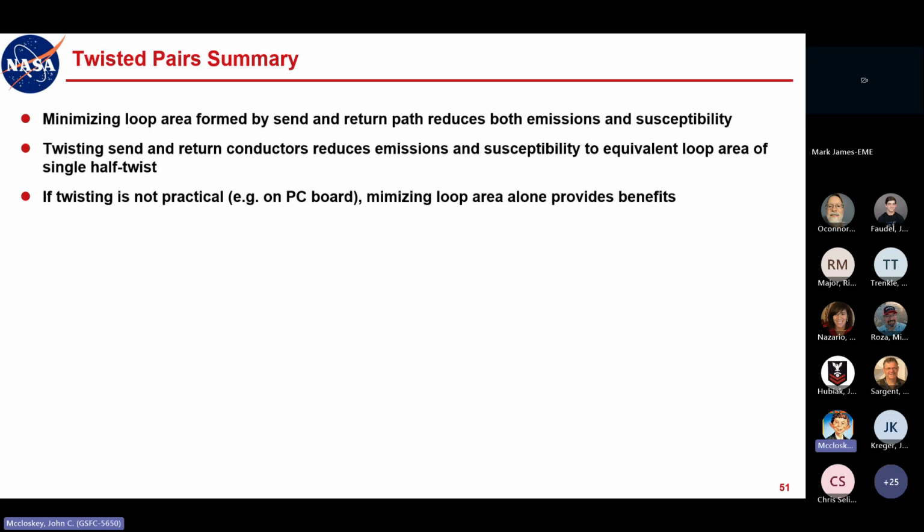Now, your mileage may vary. The designer has to make the appropriate decisions there, but it may well be that if you're able to get the return path very close to the send path, and if the traces are not very long, that may well be enough, right? Obviously, trying to do a virtual twist on a PC board is a bit non-trivial, and it's probably going to drive up your production costs and all that sort of thing. So only do that if it's absolutely necessary.